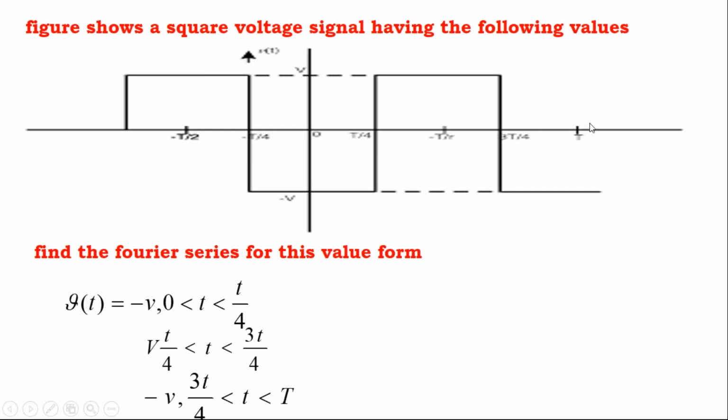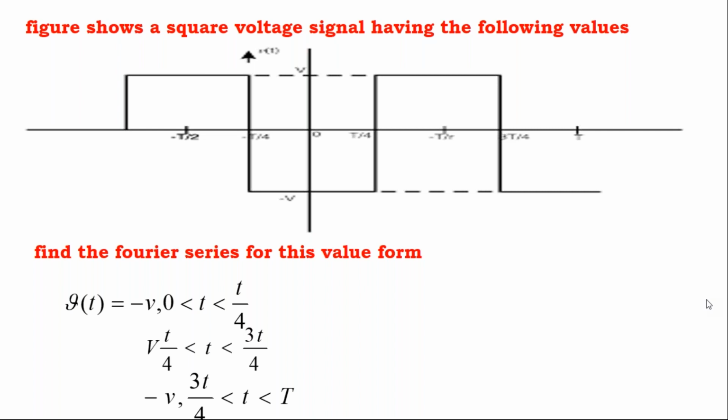Now tell me, 3T by 4 to T, what is the amplitude? Please post it in the chat box. Observe the waveform carefully. Just like that, don't mention the values. Please see the waveform carefully and tell me. I'm asking you the amplitude from 3T by 4 to T. In which direction will you get the amplitude? Yes, yes, yes. Manisha, Yamini, right. Now 3T by 4 to T, the amplitude is minus V.